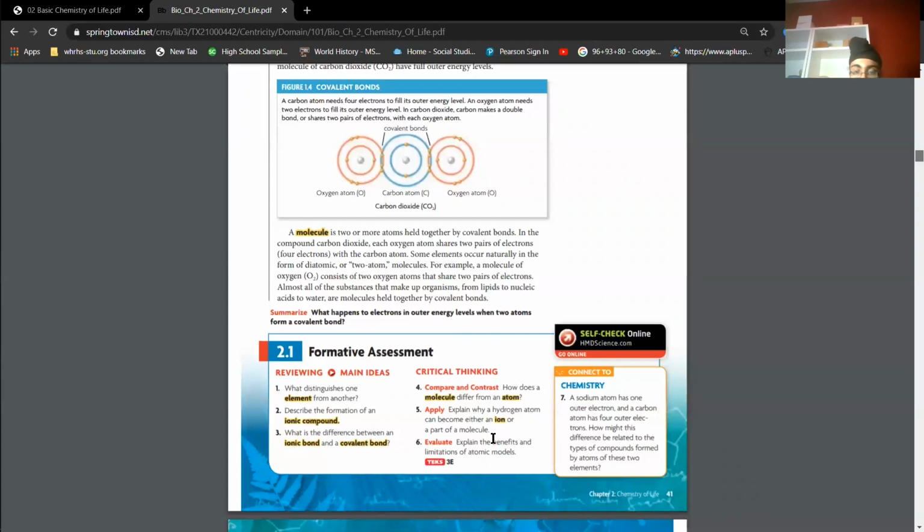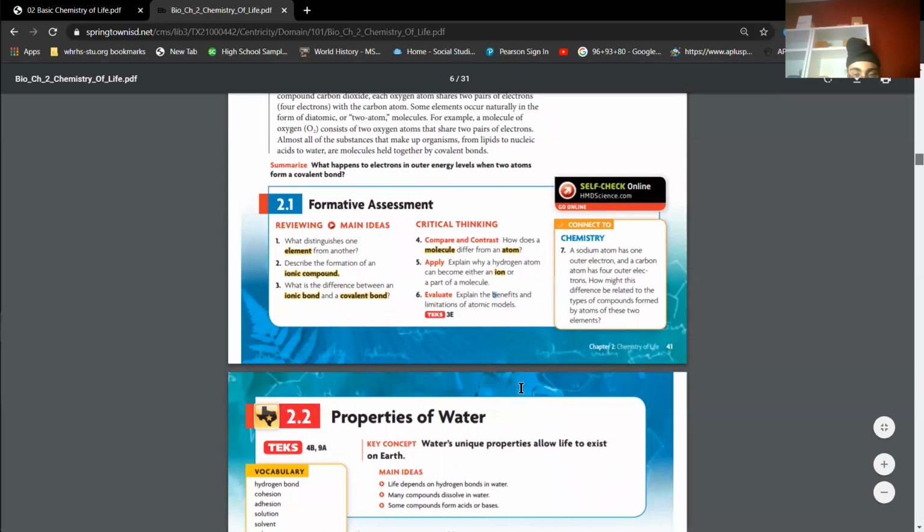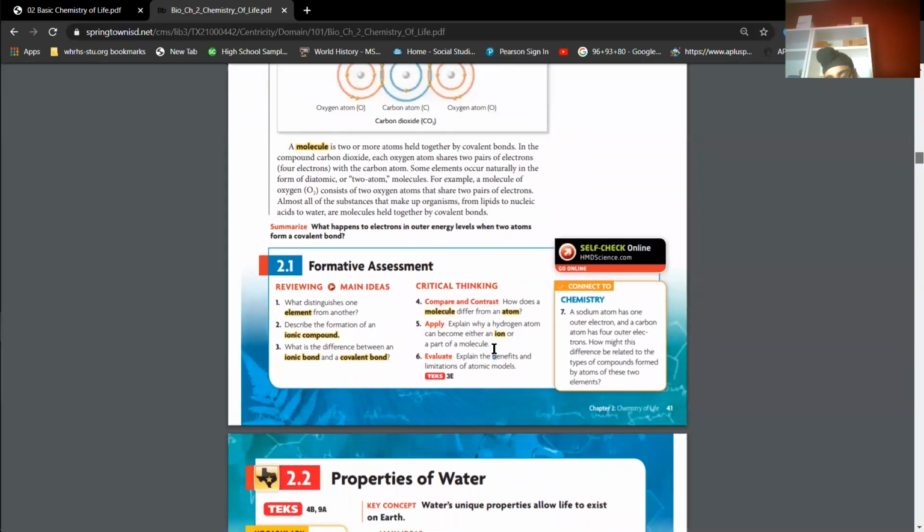Okay, yeah, let's actually do 5. 5 is a little bit more difficult. Let's see if you guys can get it. So explain why a hydrogen atom can be either an ion or part of a molecule.